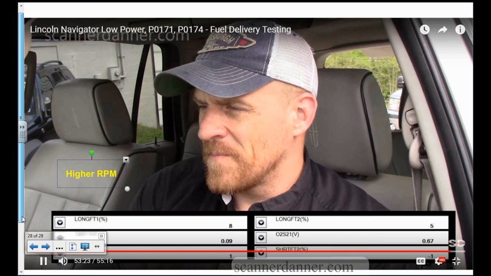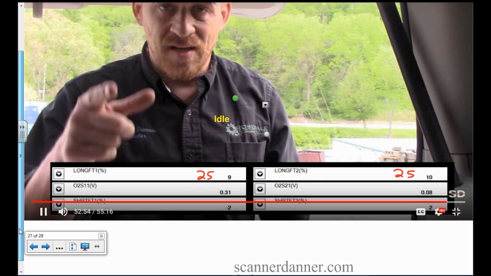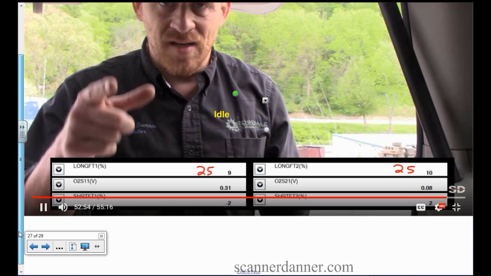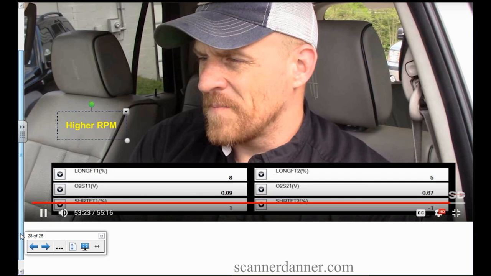Let's go to the next page. This is a higher RPM. How my numbers look? 8 and 5. They got better, didn't they? Worse at idle, better at a higher RPM. There's a good chance of what on this truck? What do we have problem-wise here? Fuel trim numbers that are 9 and 10 at idle and 8 and 5 at a higher RPM. What, Dustin? Vacuum leak. This truck probably has a small vacuum leak.